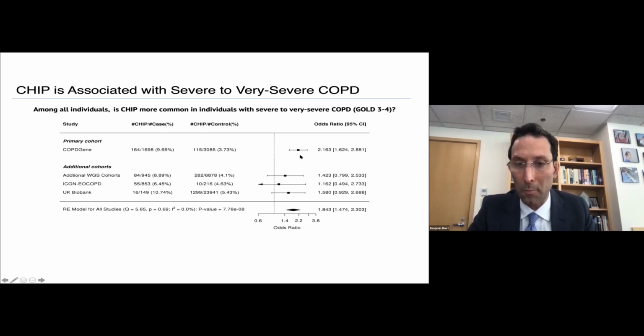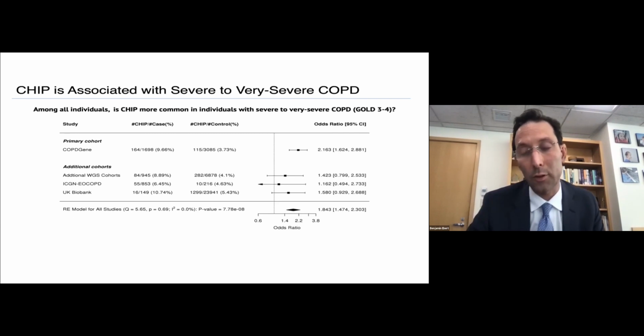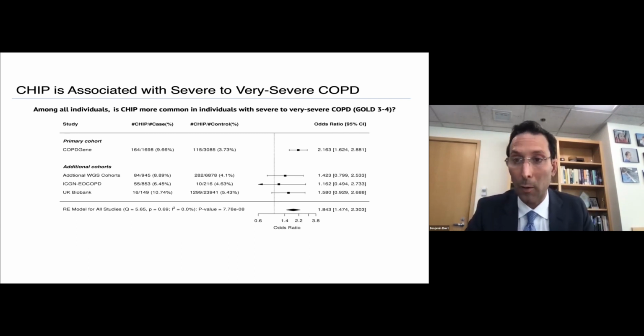This association is most strong in the COPD gene cohort, which is rigorously phenotyped for COPD. In other cohorts where we're relying on ICD-9 codes, which are notoriously inaccurate for COPD, the associations are a little bit weaker, as one would expect, but the association is strongest in COPD gene and in a meta-analysis for all studies.